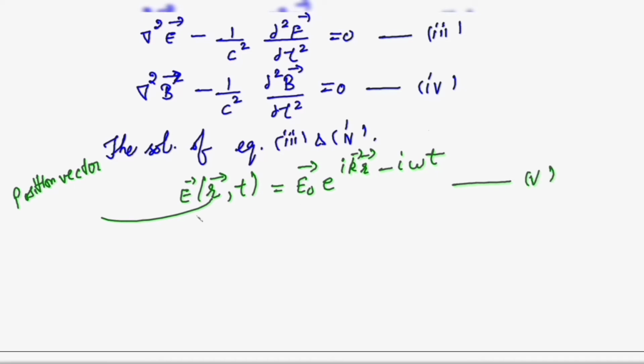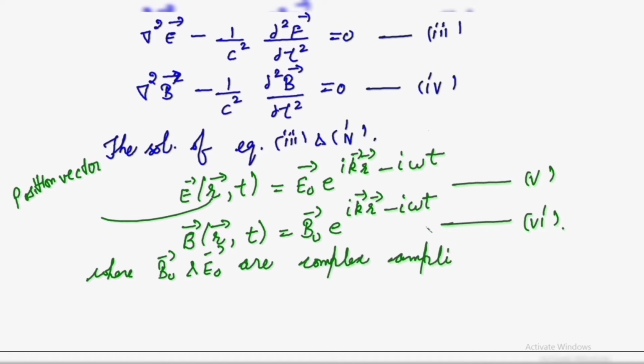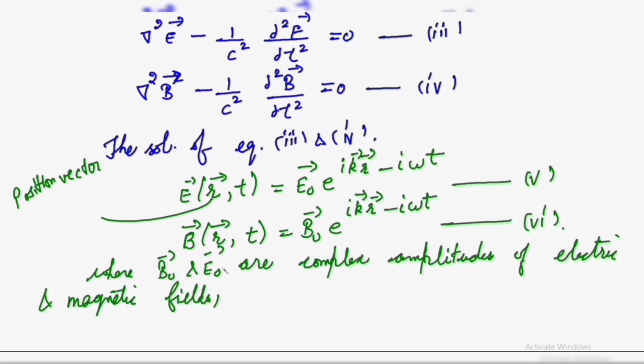This is our equation number 5, and same for the magnetic field vector B vector, which is also directly dependent upon position vector and time, which is equal to B naught vector exponential i k vector dot r vector minus i omega t, which is our equation number 6, where B naught vector and E naught vector are the complex amplitudes of the electric and the magnetic fields, and k vector is the wave propagation vector.